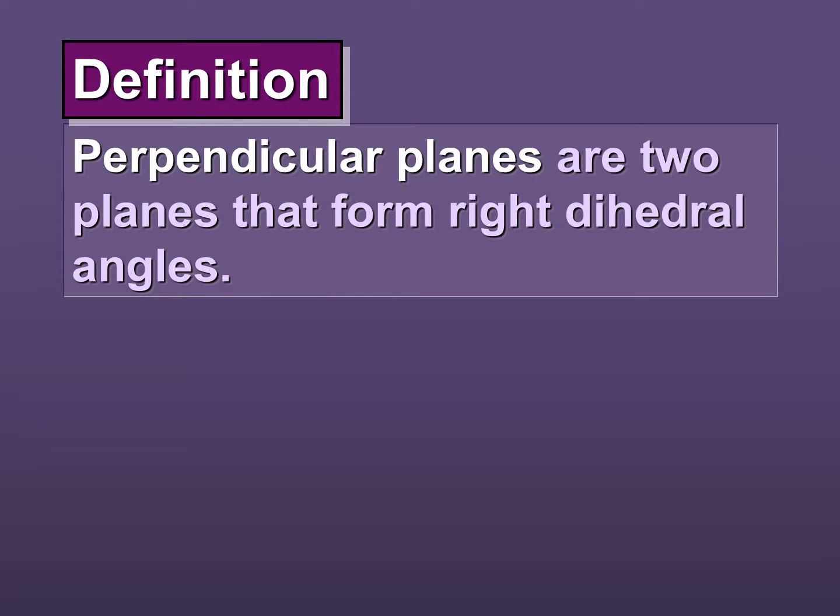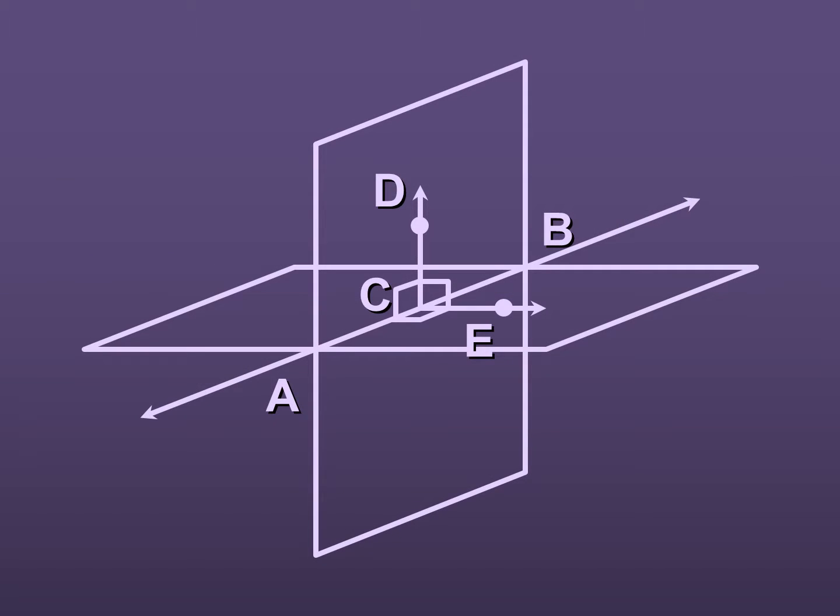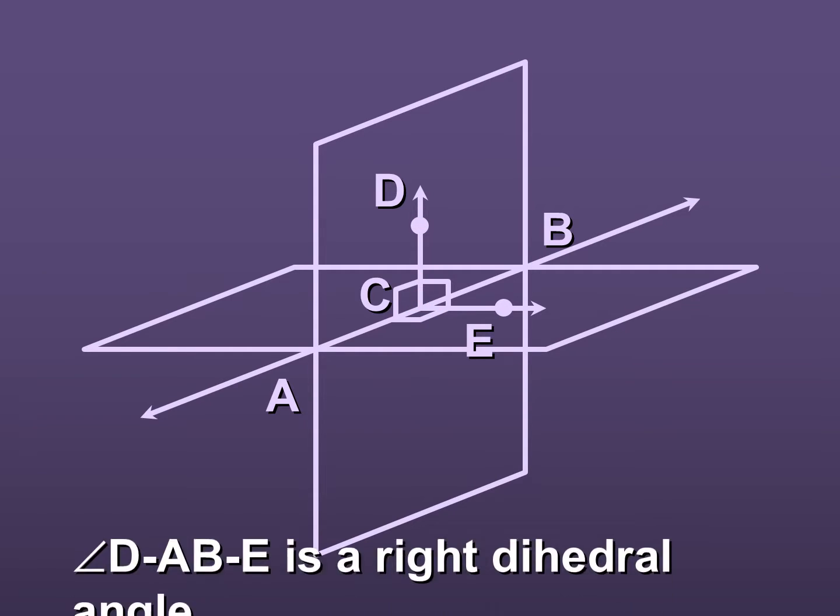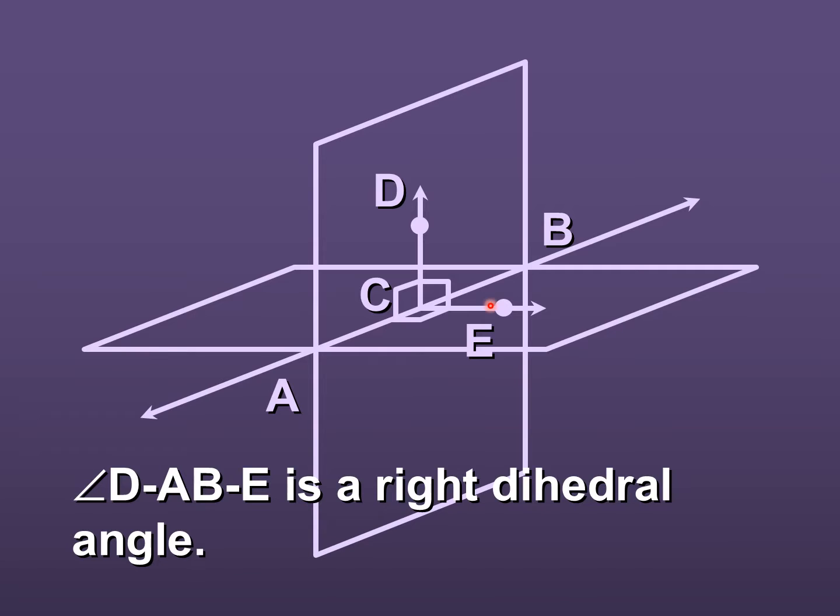So perpendicular planes are two planes that form a right dihedral angle. So that means that the angles are 90 degrees. Here are two perpendicular planes, and then notice how they form right dihedral angles. So angle DABE is a right dihedral angle.